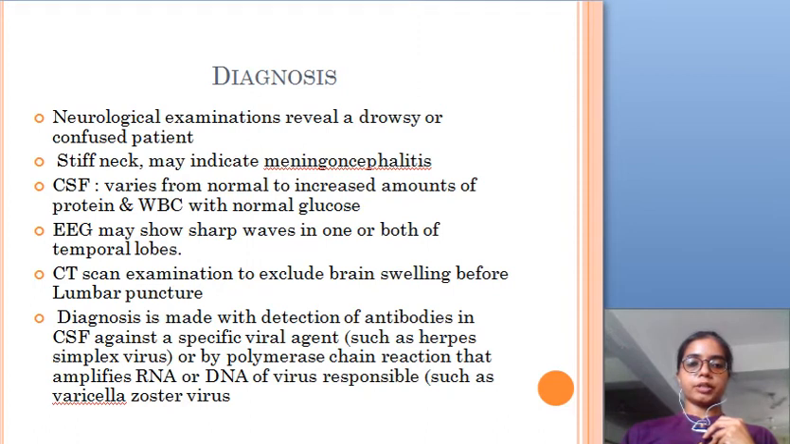Diagnosis. A neurological examination reveals a drowsy or confused patient. Stiff neck may indicate meningoencephalitis. CSF varies from normal to increased amounts of protein and WBC with normal glucose. EEG, that is electroencephalogram, may show sharp waves in one or both of the temporal lobes. A CT scan examination is done to exclude brain swelling before lumbar puncture. Diagnosis is made with detection of antibodies in CSF against a specific viral agent such as herpes simplex, or polymerase chain reaction is done that amplifies the RNA or DNA of the virus responsible, such as varicella zoster.